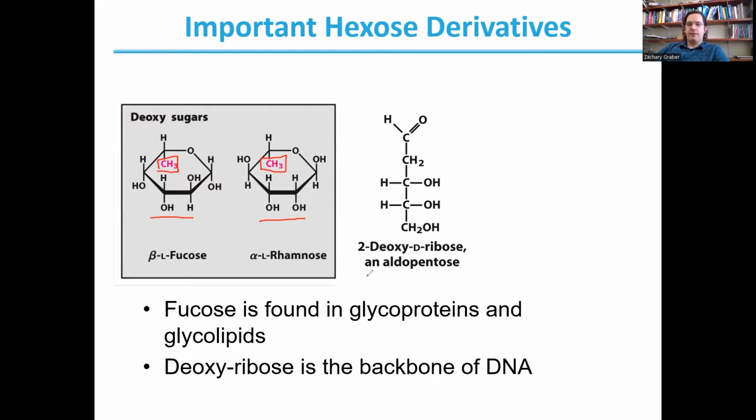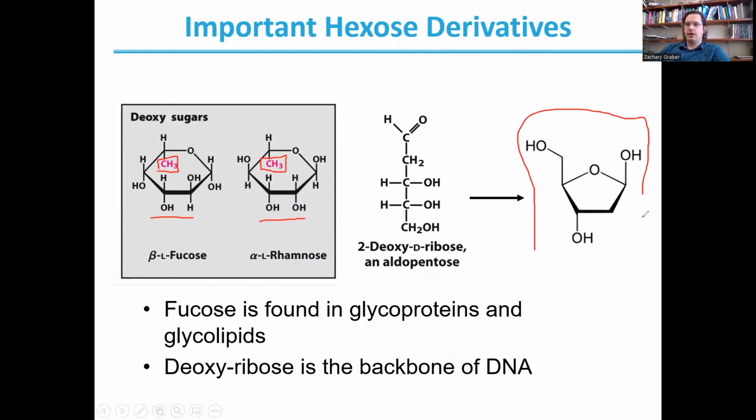So fucose is found in some different glycoproteins and glycolipids. So these are structures made from combinations of our carbohydrates with either proteins or lipids, respectively. However, the most common deoxy sugar is deoxyribose, which of course acts as the backbone of our DNA. So our deoxyribose will cyclize into our typical DNA sugar that you're probably familiar with from your biology classes.